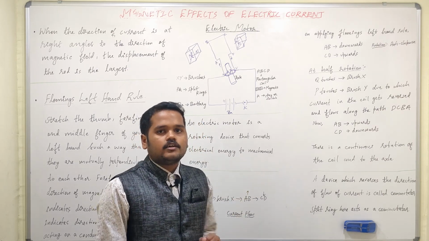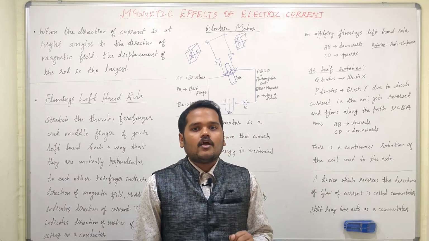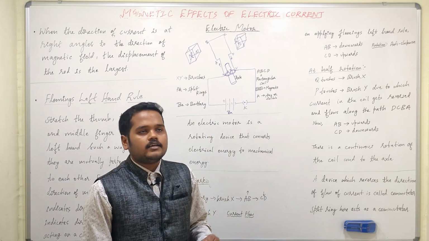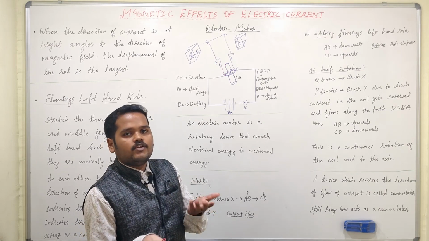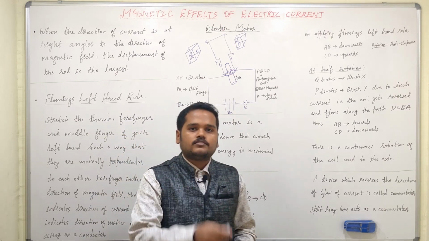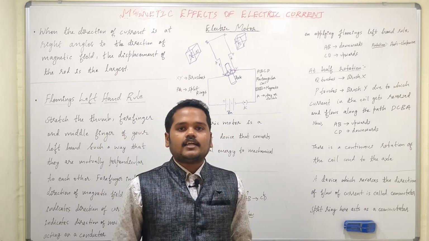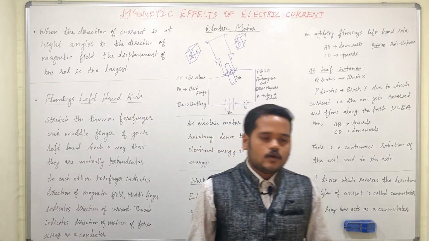Now to this entire circuit, when you apply Fleming's left hand rule, you will understand that this AB side flips downwards, it goes downwards, and CD comes upwards. Now let us try to understand the working of an electric motor with a book.